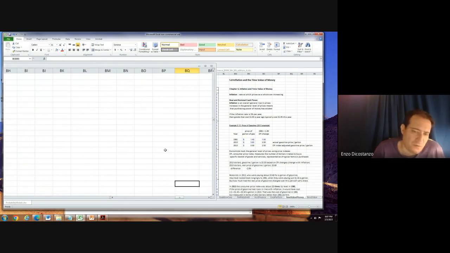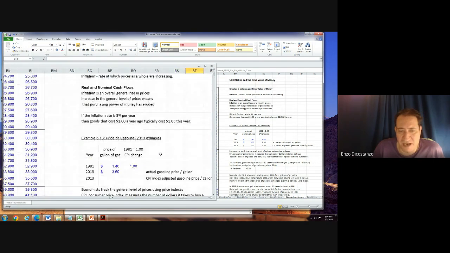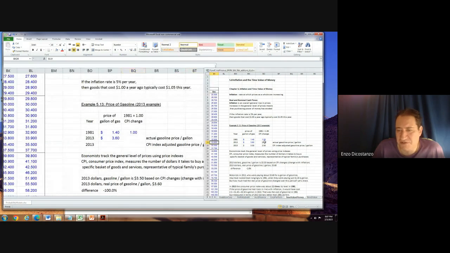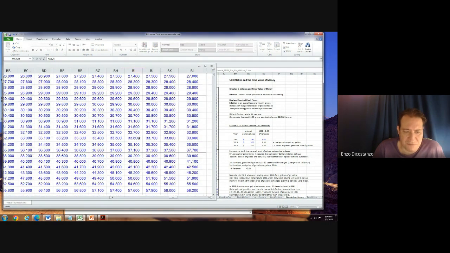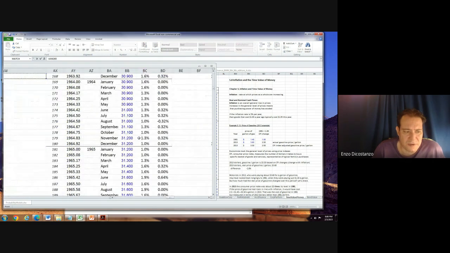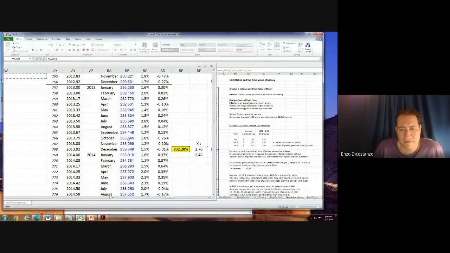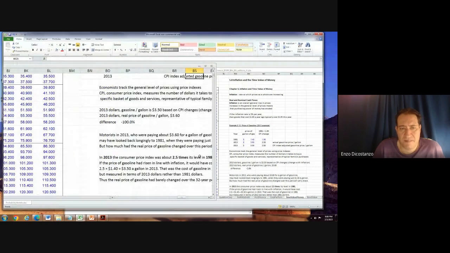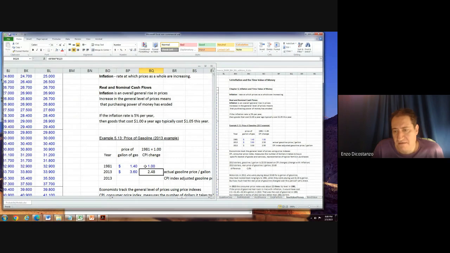Now 2.48, and again these books, these are not accountants that wrote these finance books. So I would use 2.48, but the book had 2.5. Okay, and also, let's actually refer to what we're talking about here in 2013. Let's just refer to that. Okay. Yeah, 2.48 times that dollar. That's your 2.48.